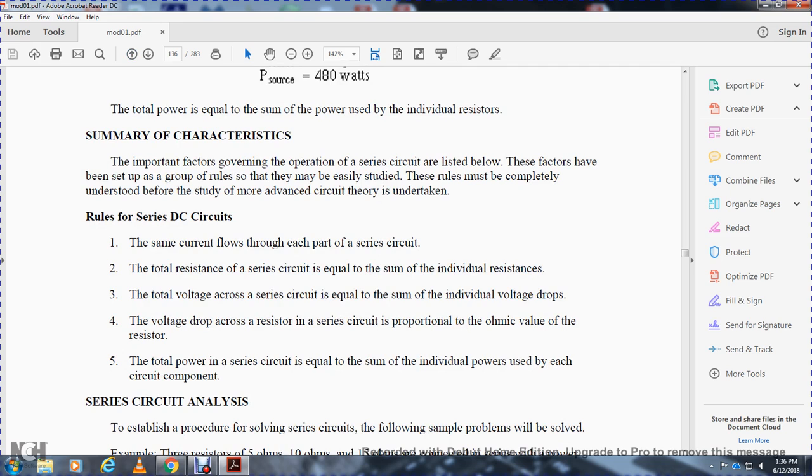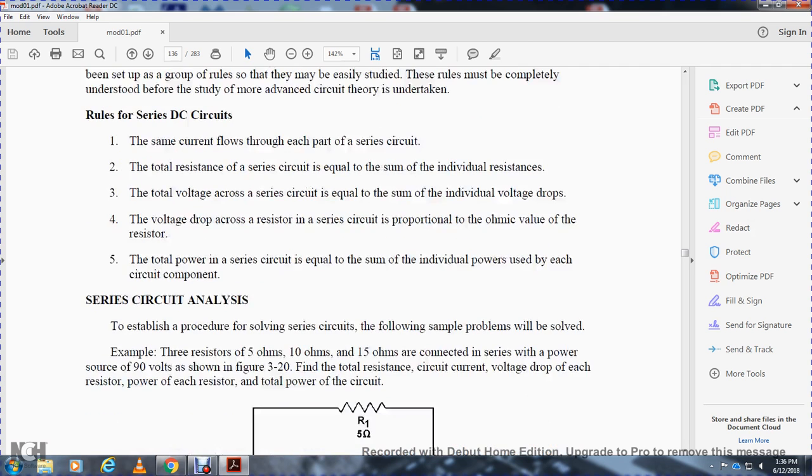Rules of the series DC circuit. The current flow is the same in each part of a series circuit. The total resistance of a series circuit is equal to the sum of the individual resistances. Total voltage across the series circuit is equal to the sum of the individual voltage drops. The voltage drop across a resistor is proportional to the value of the resistor. The total power of the series circuit is equal to the sum of the individual powers of each circuit component.